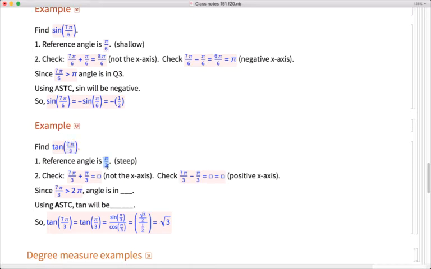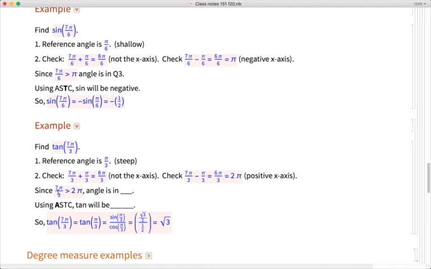Okay, this time we're in a multiple of pi over 3. And so again, guaranteed that the reference angle is pi over 3. We check, we add. That's not a multiple of pi. When we subtract, we get 6 pi over 3. That's 2 pi. And that's an even multiple of pi, so this time this is the positive x-axis that we're close to. Okay.